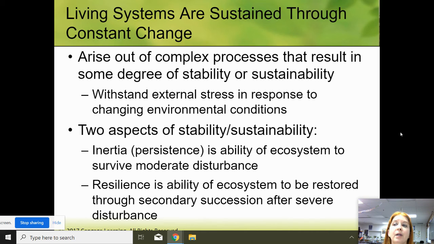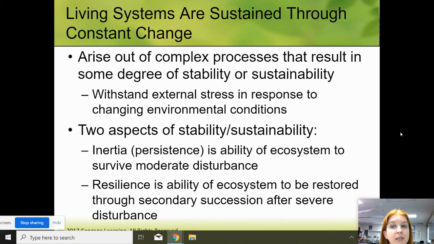This is the ability of an ecosystem to survive moderate damage. So this is kind of like how hard can you get hit. If you're having those moderate disturbances, can you handle those? Think of maybe one tree alone in a yard in a thunderstorm versus a whole forest. The forest is going to be much better at persistence because they've got a better support system.